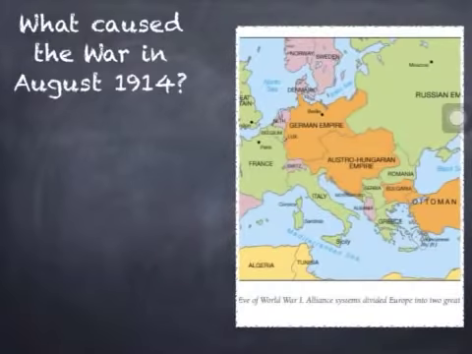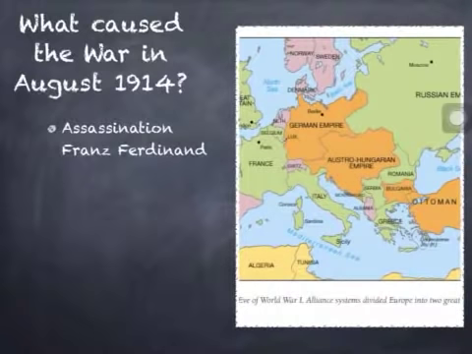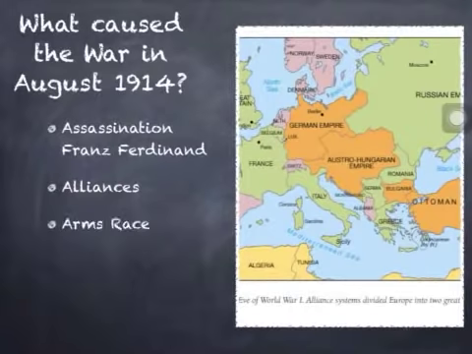What caused the war? Of course, we've looked at this previously. Let's briefly remind ourselves. The assassination of Archduke Franz Ferdinand was a triggering factor. There were the alliances, the Triple Alliance of the German Empire with the Austro-Hungarians and later the Ottomans, and the Triple Entente of Britain, France, Russia. There was the arms race, both in the armies, in the number of soldiers drafted into the armies, and also the naval arms race between Germany and Britain.